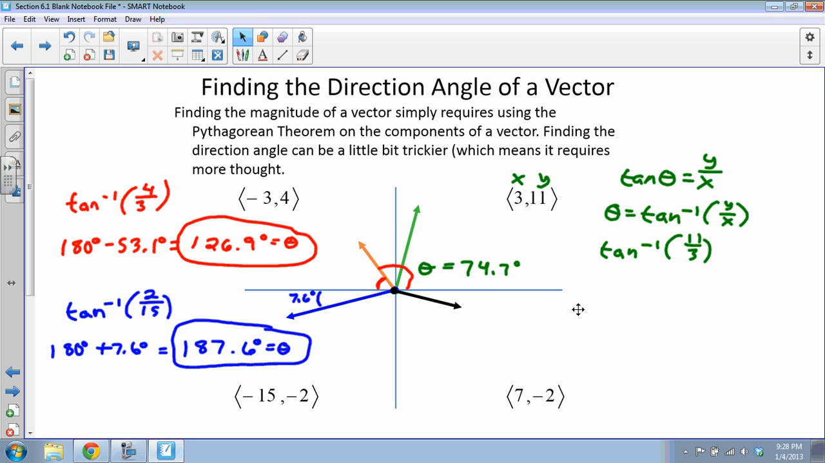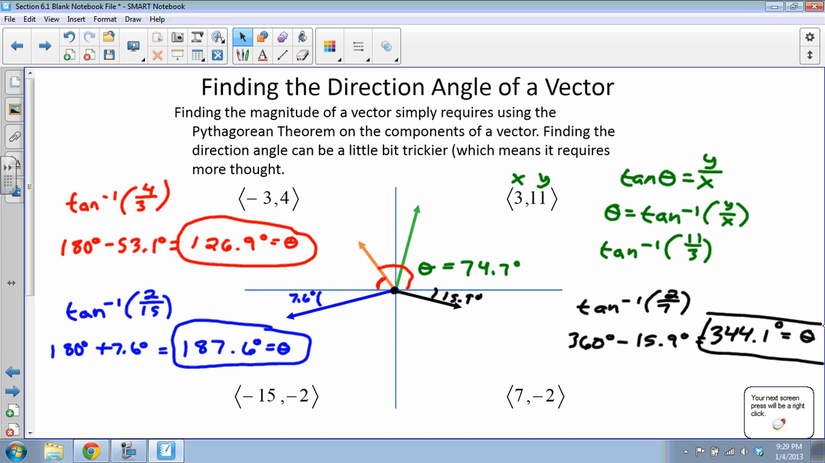So I'm going to do inverse tangent of, ignoring the fact that those are negative, just 2/7. Although it really doesn't matter which way you do it, I get 15.9. So this angle right here is 15.9 degrees. And so I need to do 360 degrees minus 15.9 degrees. I get 344.1 degrees. So that is the angle here in the fourth quadrant. Now let's say that you don't ignore the negatives.